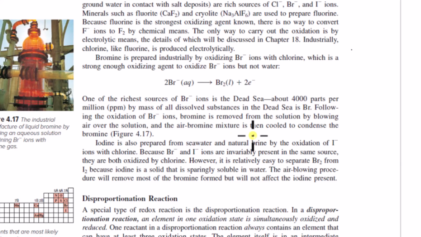And the air-bromine mixture is then cooled to condense the bromine. Interesting. Iodine is also prepared from seawater and natural brine by the oxidation of iodide ions with chlorine. Because bromide and iodide ions are invariably present in the same source, they are both oxidized by chlorine. However, it is relatively easy to separate Br2 from I2 because iodine is a solid that is sparingly soluble in water. The air blowing process will remove most of the bromine formed but will not affect the iodine present.